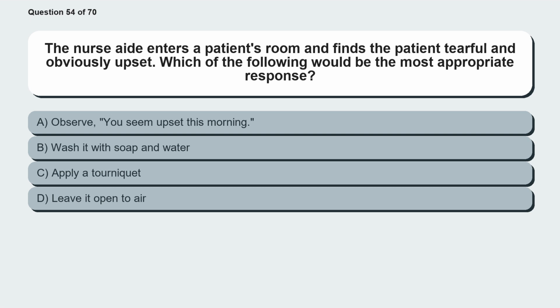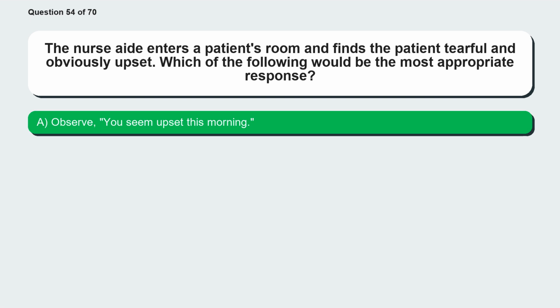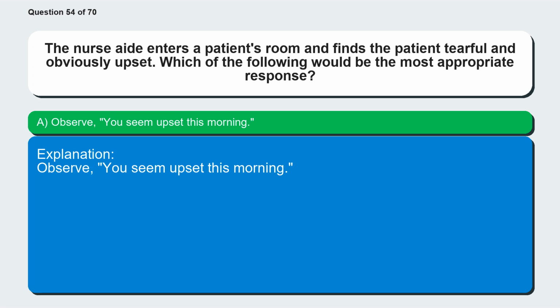Question 54. The nurse aide enters a patient's room and finds the patient tearful and obviously upset. Which of the following would be the most appropriate response? Option A, observe, you seem upset this morning. Option B, wash it with soap and water. Option C, apply a tourniquet. Option D, leave it open to air. The correct answer is option A, observe, you seem upset this morning.